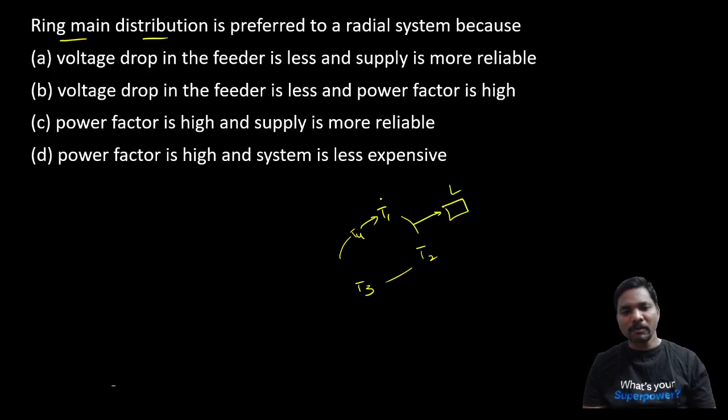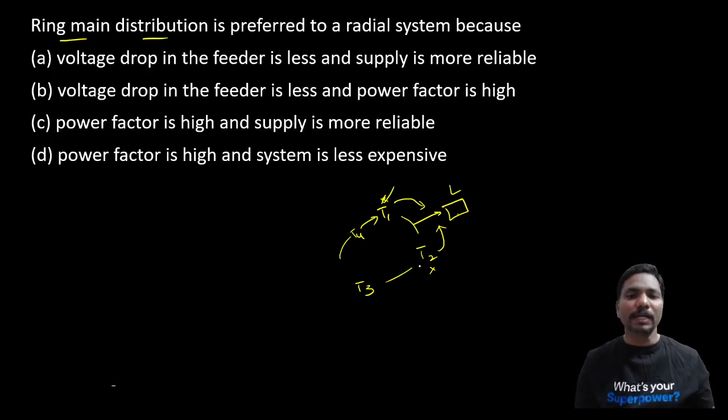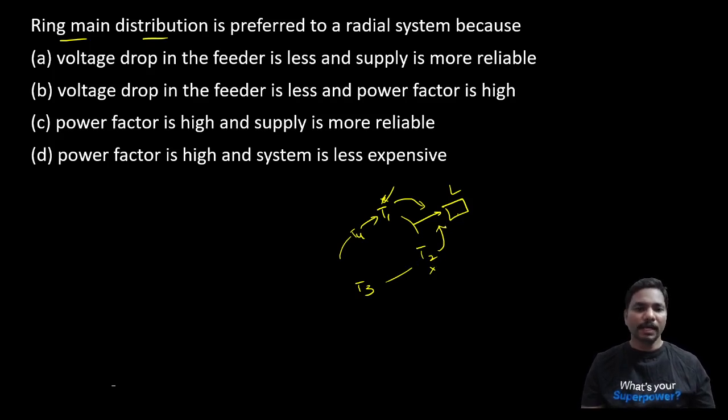Is there any failure of this transformer? He can get the supply from this transformer. If it has failed, he gets it from this one, if it is good. So that means there is a more reliable connection. So the voltage supply is more reliable.